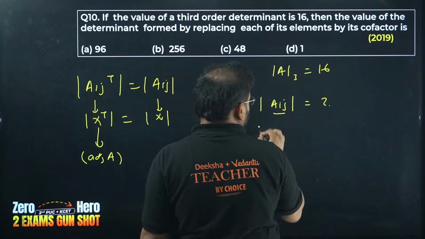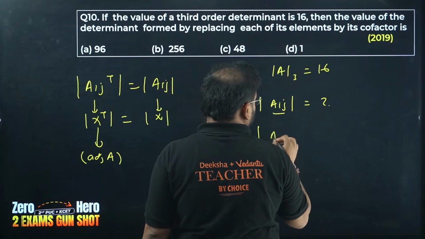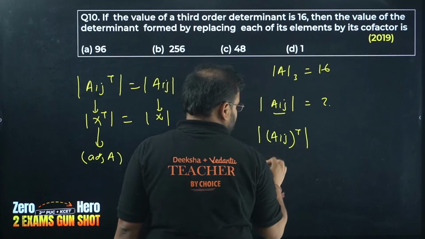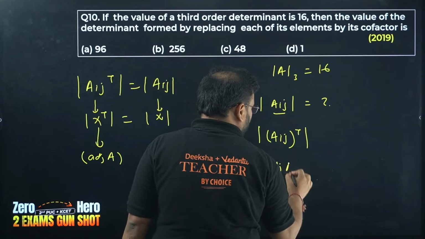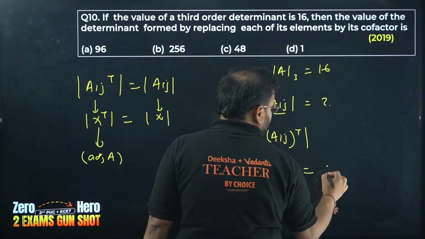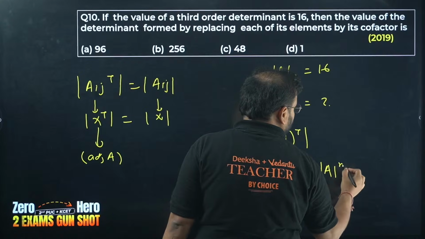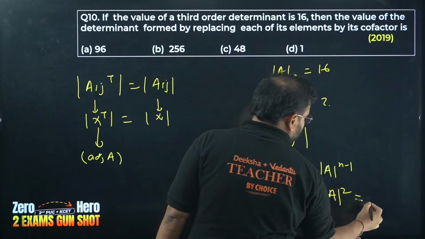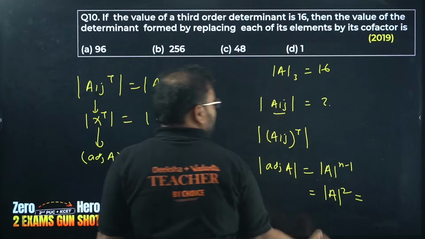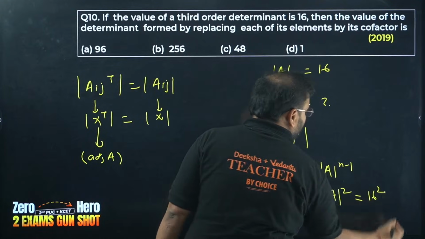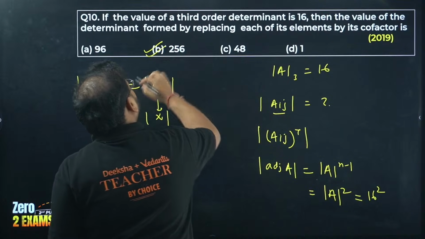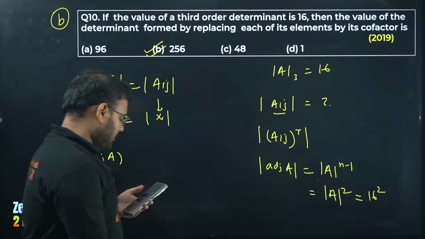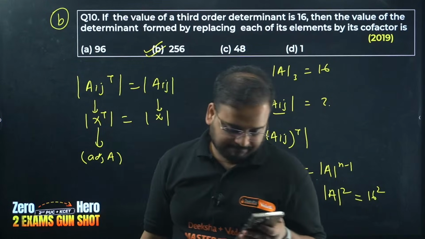So I can replace this by Aij transpose, and this is given by the determinant of the adjoint of A, and this is the property: determinant of A power n minus 1. In this case, the order is given as 3, so 3 minus 1 is 2, and the value of A is given as 16, so we'll have the answer as 16 square, which is nothing but option B. So this is a logical question, and of course you should know the properties.